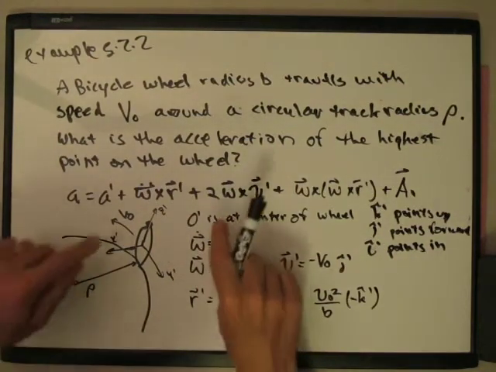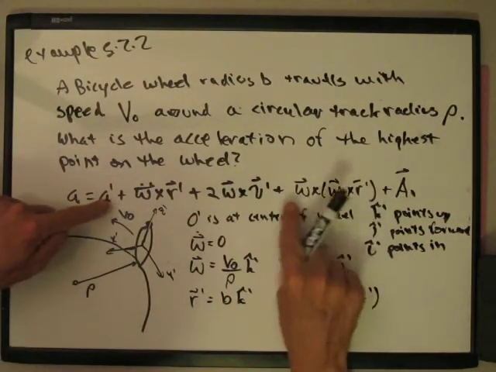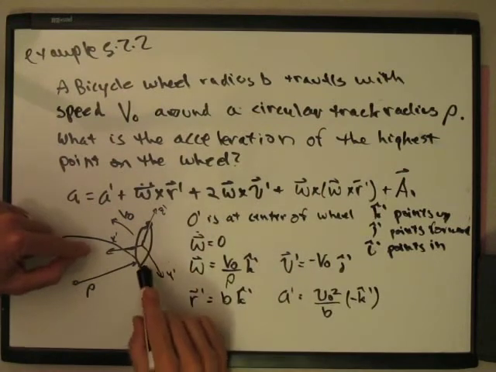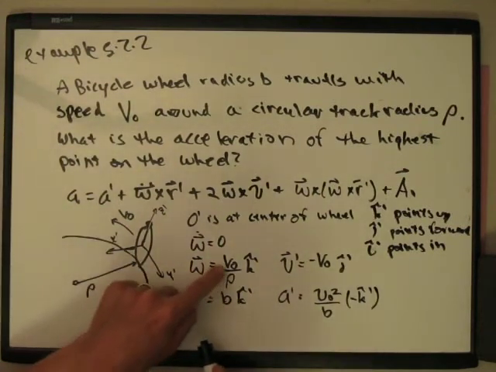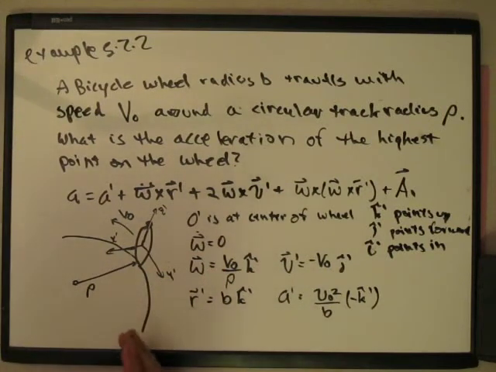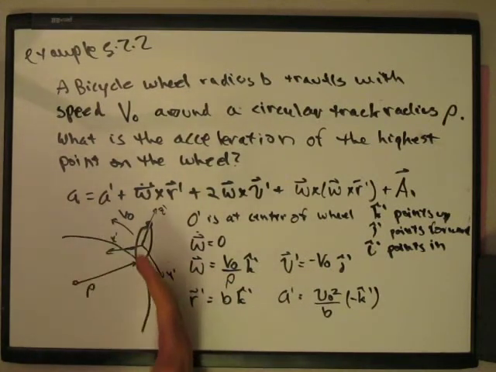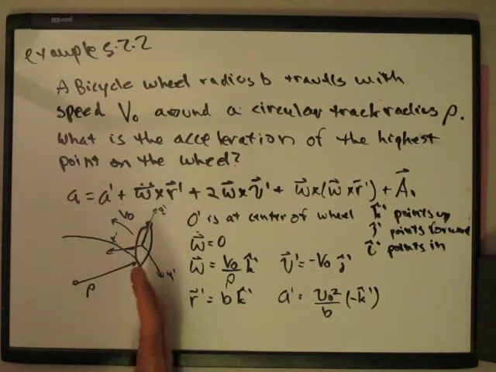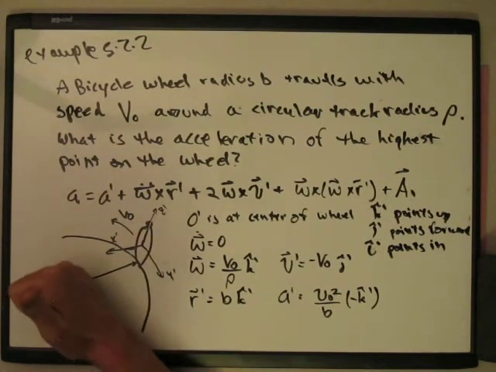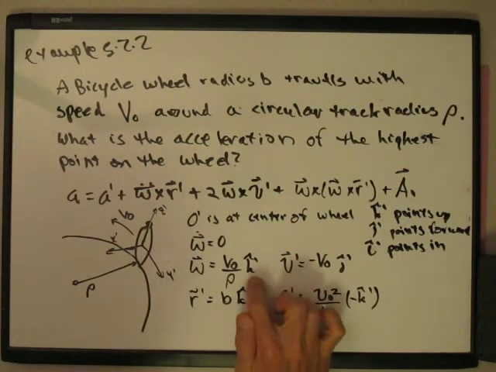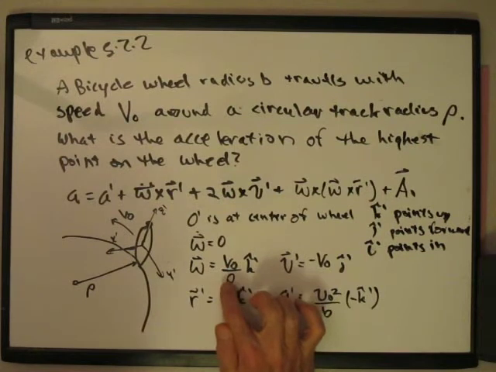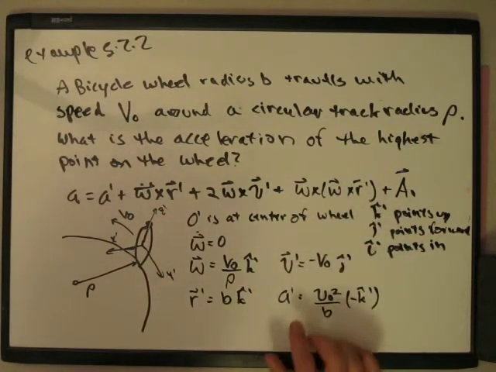And so the omega in all of these equations is the angular velocity of this frame about the circle, or just v0 over rho. v0 is the speed of the wheel, and rho is the radius of the circle it's going around. So if I divide v0 by rho, I get the angular velocity. Notice it points up, and so its direction is k hat prime. And so that's the omega used in all of these.